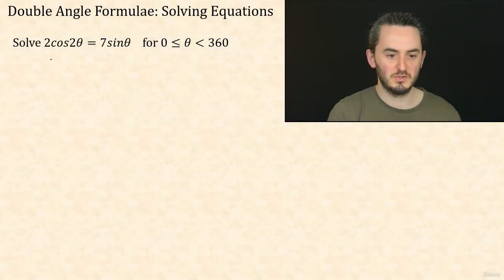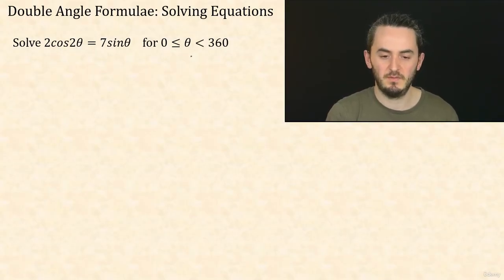In this video, we're going to look at solving equations that involve using the double angle formulae. Let's have a look. All right, so we're trying to solve this. Solve 2 cos 2 theta equals 7 sine theta, and theta is between 0 and 360.